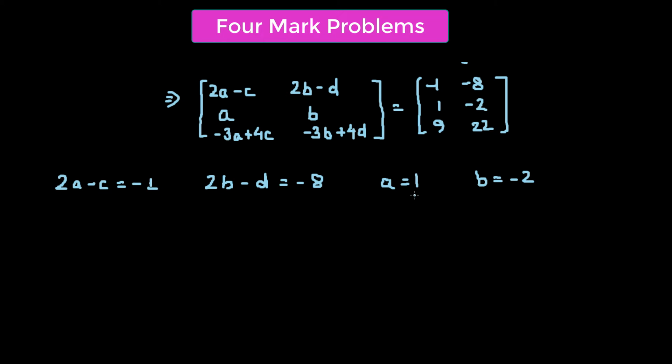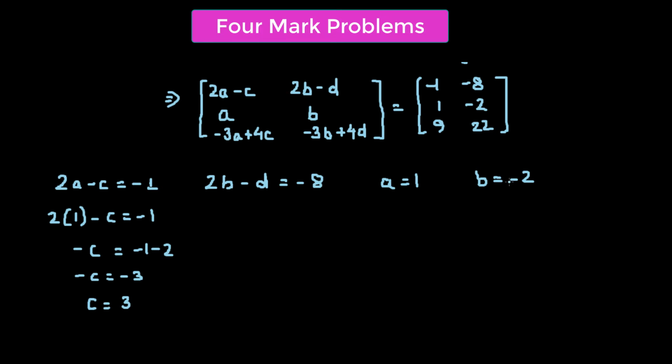Now we already have A equals 1 and B equals negative 2. So let us plug in the value of A equals 1 into the first equation. That should give us 2 times 1 minus C equals negative 1. We have 2 times 1 is 2. So we have negative C equals negative 1 minus 2, so negative C is equal to negative 3. Multiplying both sides by negative 1, that gives us C is equal to 3.